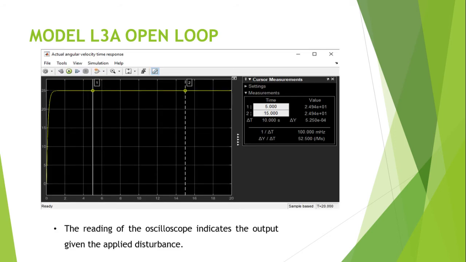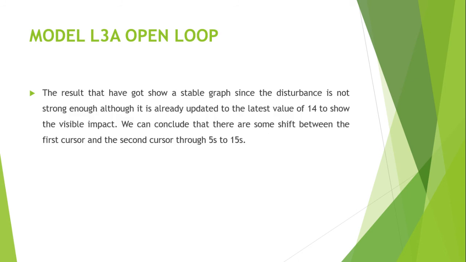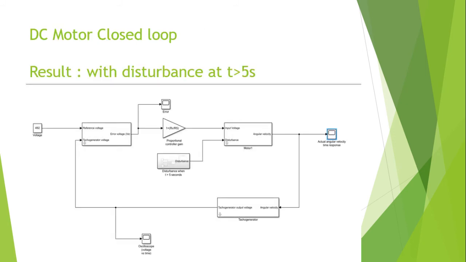Here we can see the block diagram used for the open loop control with the input voltage set up to 500 volt to give the output of 25 radian per second. The display of the oscilloscope indicates the output given the applied disturbance. The result that we got shows a stable graph since the disturbance is not strong enough, even though it is already updated to the latest value of 14 to show the visible impact. We can conclude that there is some shift between the first cursor and the second cursor from 5 seconds to 15 seconds. Alright, next we will explain the closed loop system.